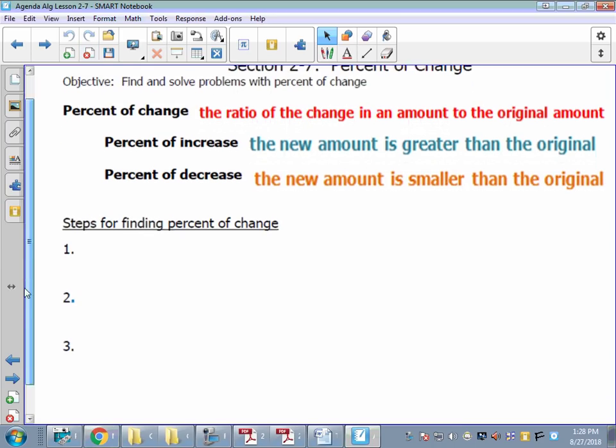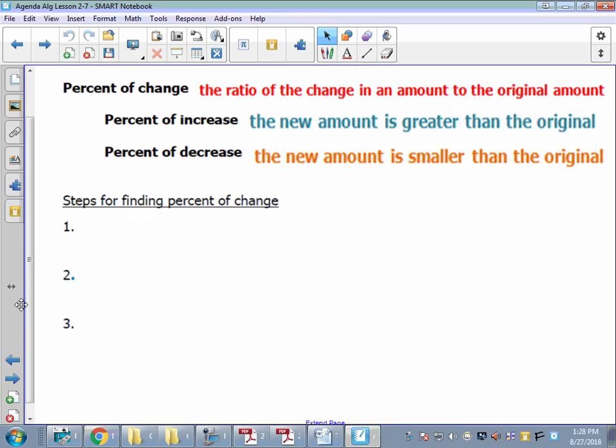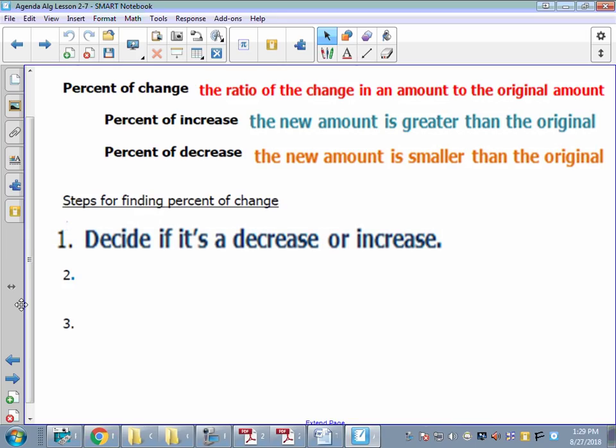So we got a couple steps in which to take in finding percent of change. The first thing we have to do is decide if it's a decrease or an increase. So just read through the question. Is the price going to get bigger or smaller? If you're talking about sales tax, Michigan sales tax, 6%, added to something, that's going to make the price bigger, so it would be an increase. And a sale may be a decrease of some sort.